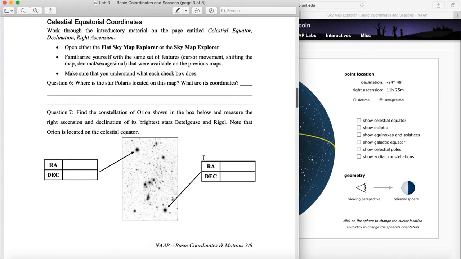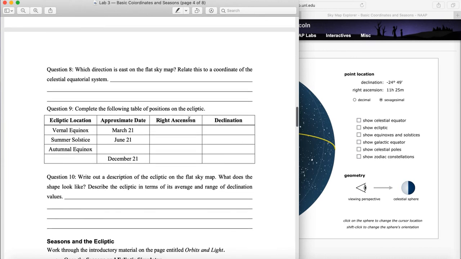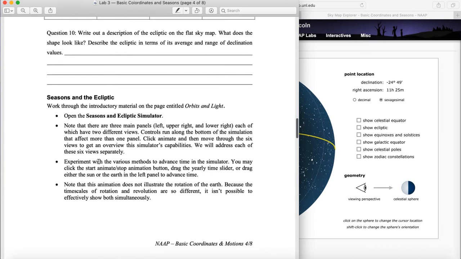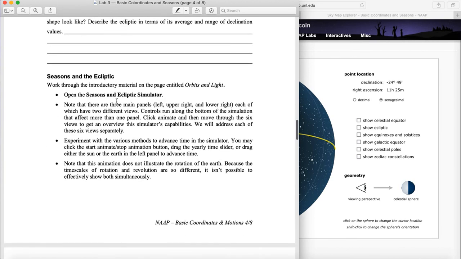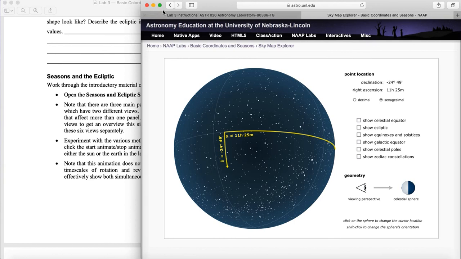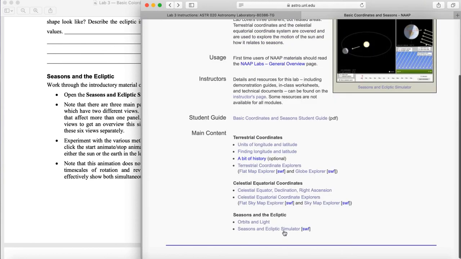All right, well, let's just go back real fast and show you that indeed you're going to do some of the same sort of stuff. You're just going to locate some points. The points here, instead of being countries and famous locations on the world map, are going to be actual celestial events, equinoxes and solstices. And then we finally get into the last part of the lab, the season and ecliptic simulator. So let me show you that and we'll wrap up this video.